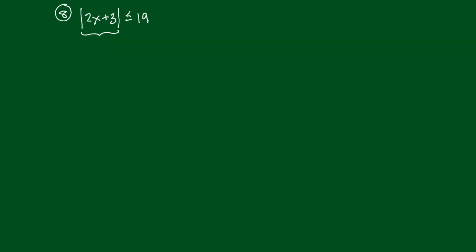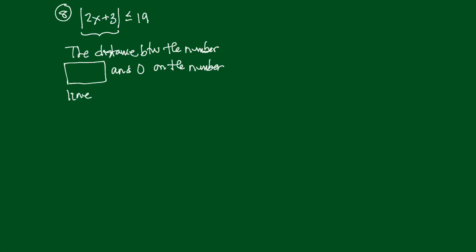And we know how it translates. It's like a template. So here's the template: the distance between the number, fill it in, and 0 on the number line. So you just write this template. The distance between this number here and 0 on the number line. Now this number that we're dealing with is this one, 2x plus 3, and 0 on the number line. Now here's what we have, is less than or equal to.